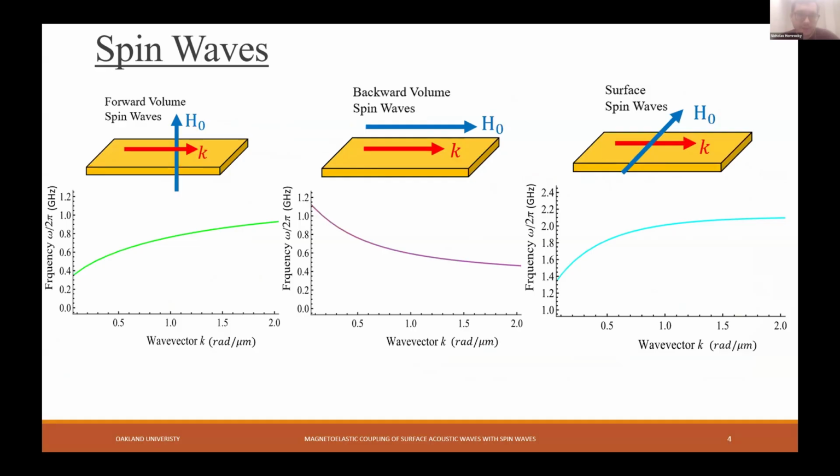So at least for these three basic setups, you'll have three different spin wave dispersions. For the backward volume spin wave, notice that as the wave vector k increases, frequency actually goes down. It's very unique.